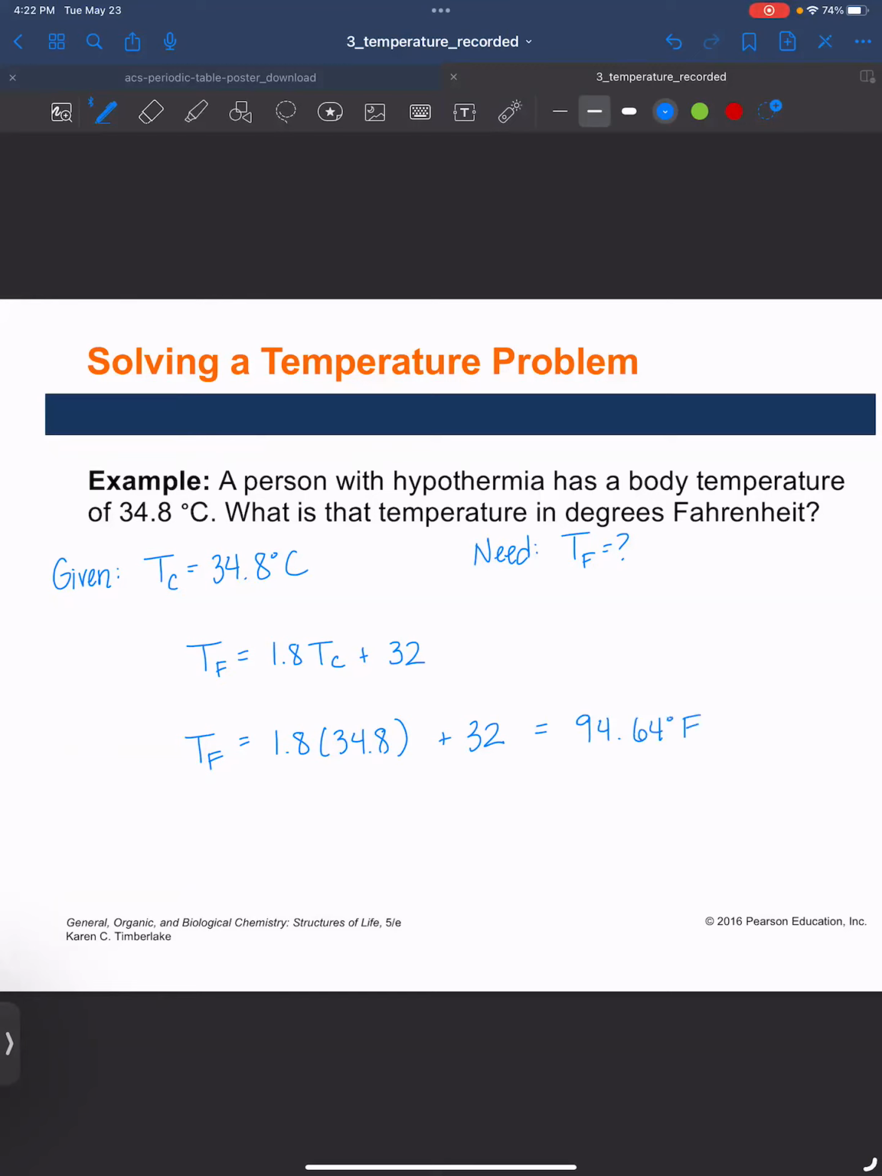Now, to report it to the correct number of significant figures, 1.8 is an exact number, and 32 is an exact number.